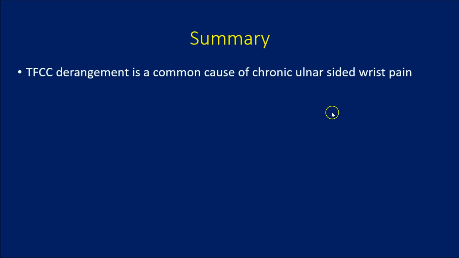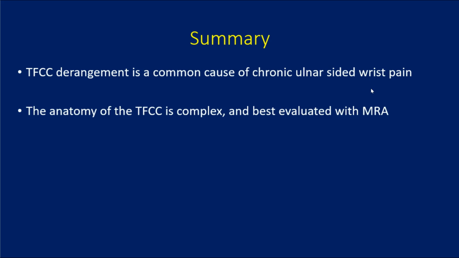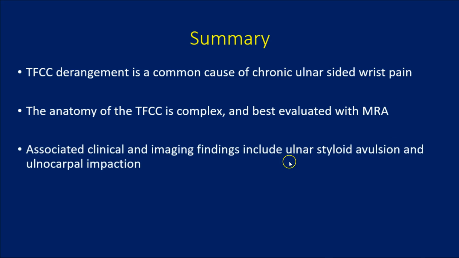So to summarize, number one, triangular fibrocartilage complex derangement is a common cause of chronic ulnar-sided wrist pain. This includes one of the sequelae, ulnocarpal impaction. The anatomy of the triangular fibrocartilage is complex and it's best evaluated with magnetic resonance arthrography, that's direct arthrography. Lastly, associated clinical and imaging findings include ulnar styloid avulsion and ulnocarpal impaction.